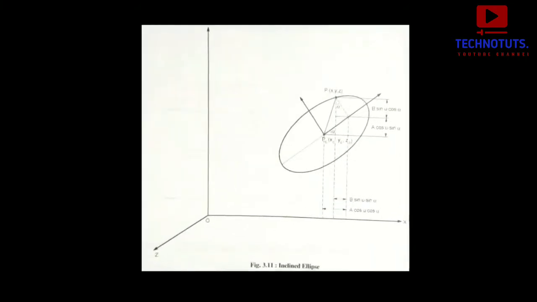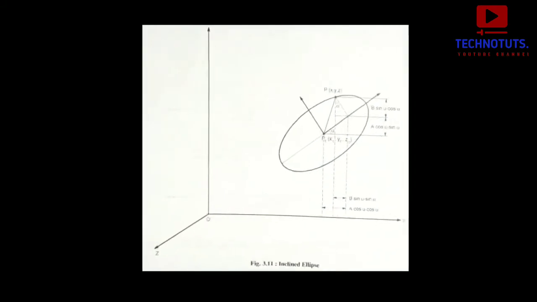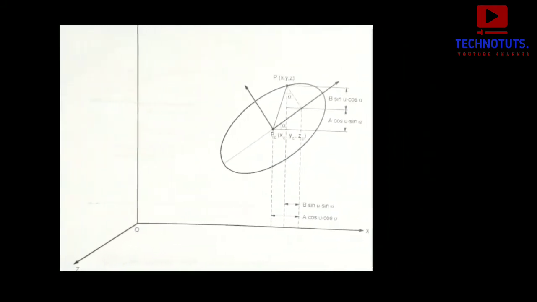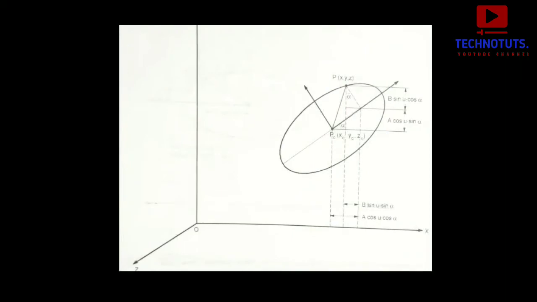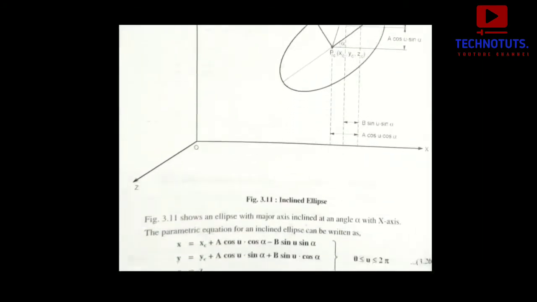Now let us see the parametric equation for an inclined ellipse. See, this is the inclined ellipse which has an inclination with the x-axis, inclined at an angle of alpha, having center PC with coordinates xc, yc and zc, and A and B as the semi-major axis and semi-minor axis. Let us see the parametric equation for the inclined ellipse.